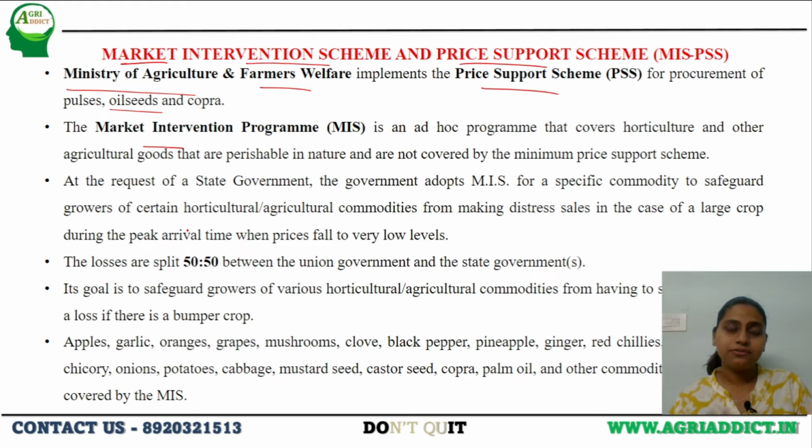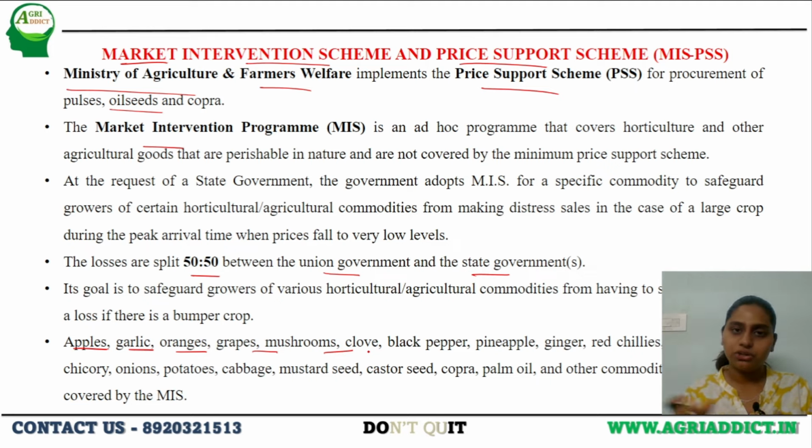And the losses which are faced by the farmers will be split by the union government and state government in the ratio 50-50. 50% of the loss will be paid by the union government and 50% will be paid by the state government. The various crops which come under this scheme are apples, garlic, oranges, grapes, mushrooms, black pepper. Mostly it is horticultural crops because they have high moisture content, so there are more chances of them going bad. So in order to avoid that loss, they will be procuring them beforehand, so that farmers will get their price for their produce.